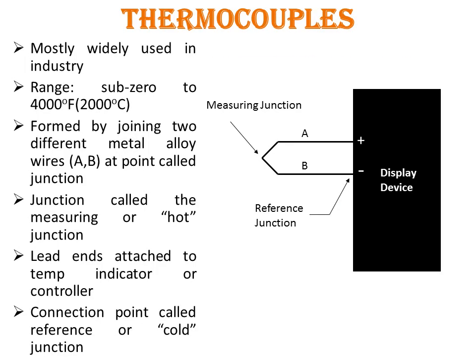The next type of resistive transducer is thermocouple. Thermocouple is most widely used in industries. The thermocouple works on the principle that the temperature causes changes in the resistance. Whenever two different metal alloy wires are joined together at a point, that junction is called the measuring junction or hot junction, and lead ends are attached to the temperature indicator or controller. The connection point is called the reference or the cold junction, as you can see in the diagram.